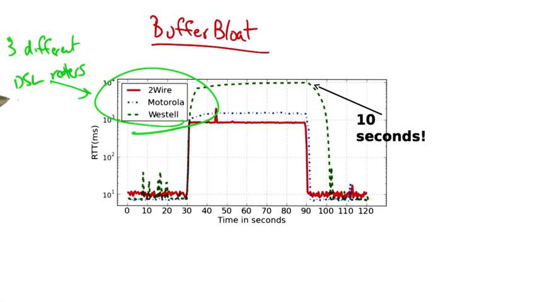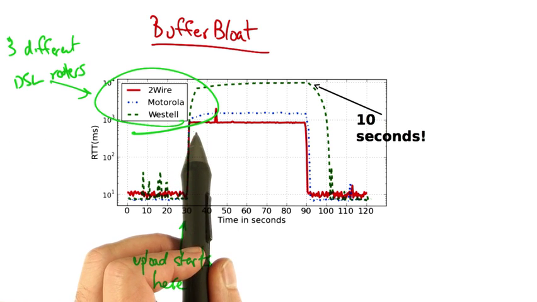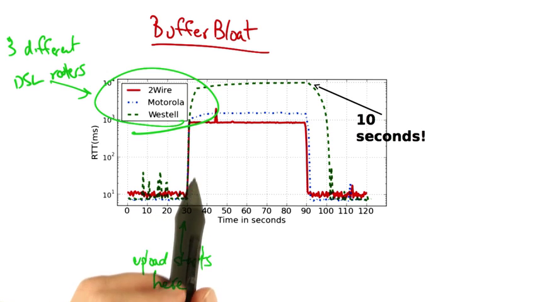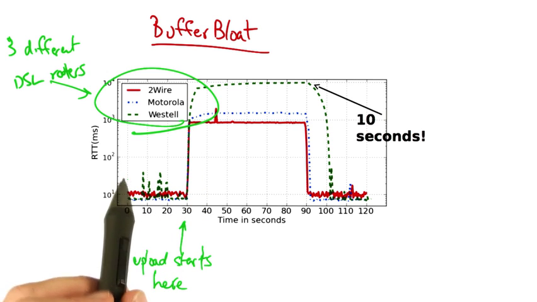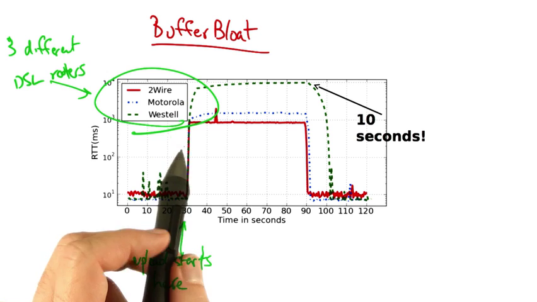In the example we've shown here, we have 3 different DSL routers. The y-axis shows the round-trip time, or the latency, to a nearby server in milliseconds, and is again shown in a log scale. We started an upload at the time 30 seconds, shown on the plot.